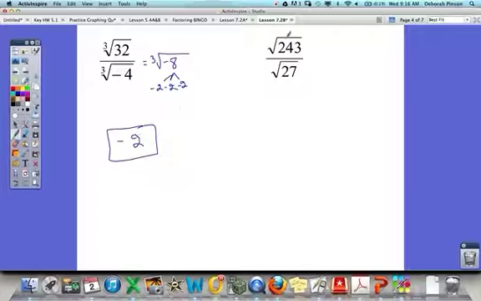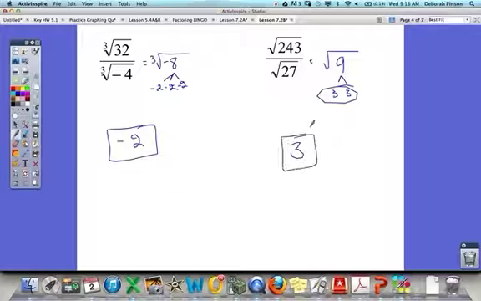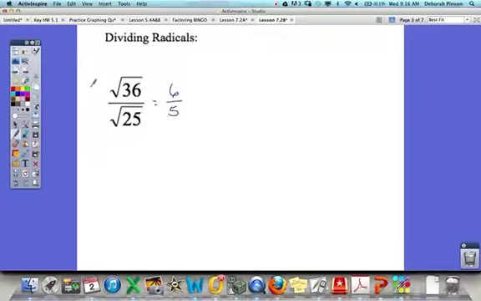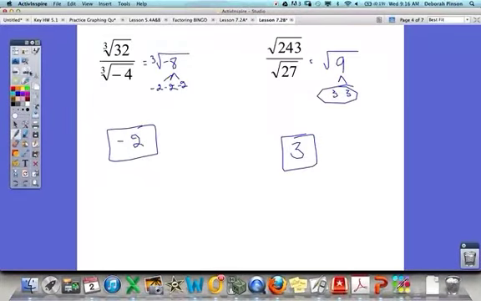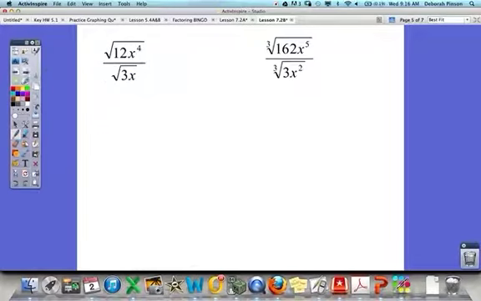Now, same kind of thing here. I could divide and have square root, this time it's square root, of 9. 243 divided by 27 is 9. Square root of 9 is 3. Now I want you to remember, you can divide first or you can simplify first. Pick the one that's going to be easier to do.